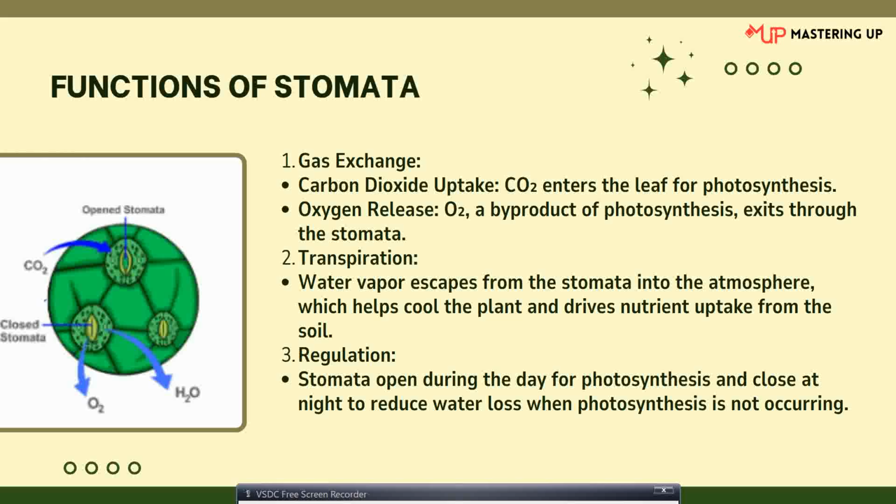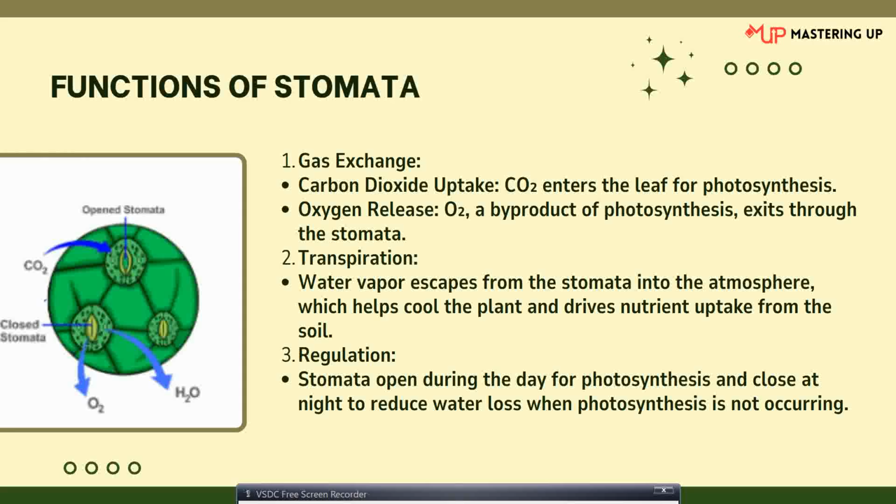Functions. Let's now come to the functions of stomata and the guard cell. First of all, gas exchange, carbon dioxide uptake. Carbon dioxide enters the leaves for photosynthesis. During photosynthesis plants need carbon dioxide and they release oxygen. So the function of the stomata is gas exchange. First of all, they take up carbon dioxide during the process of photosynthesis.